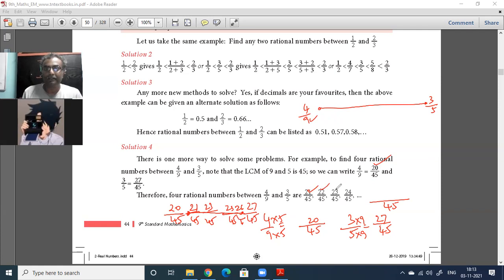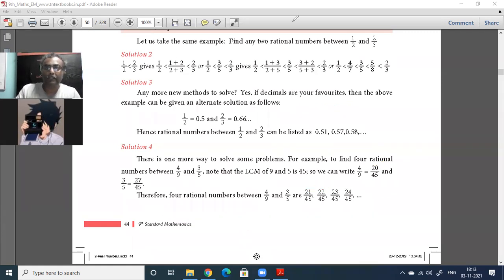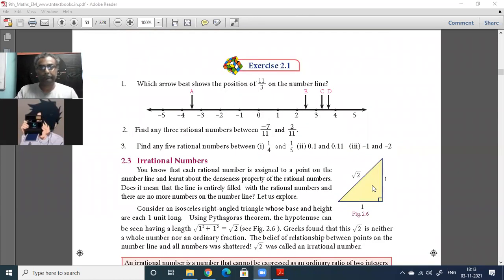So that is another way. Take the LCM out. This will give you a limited number of options. 4 or 5 rational numbers, if you want, you can take, but more numbers you cannot take. That's one thing. So all these methods are clear. If all these methods are clear, then let us go and try example 2.1, and I think we should finish example 2.1 if we can.